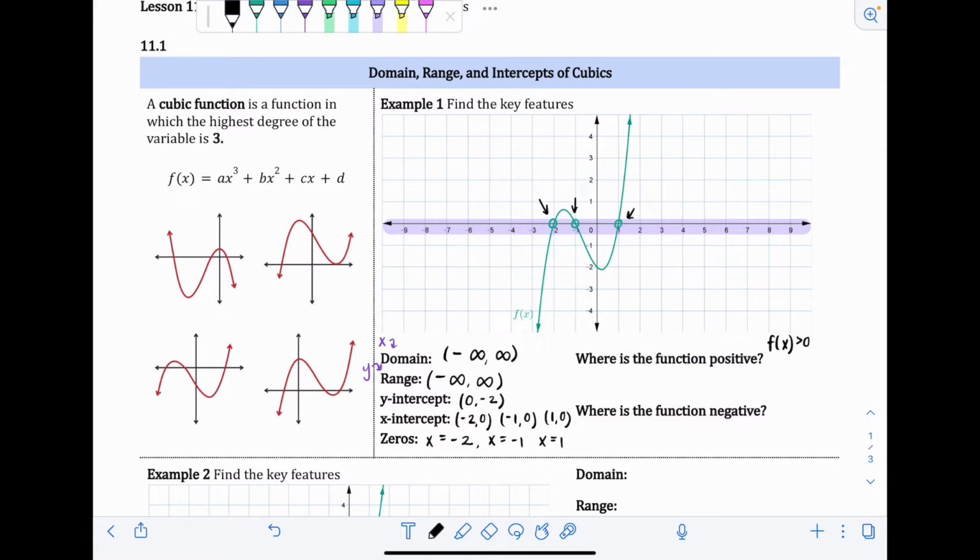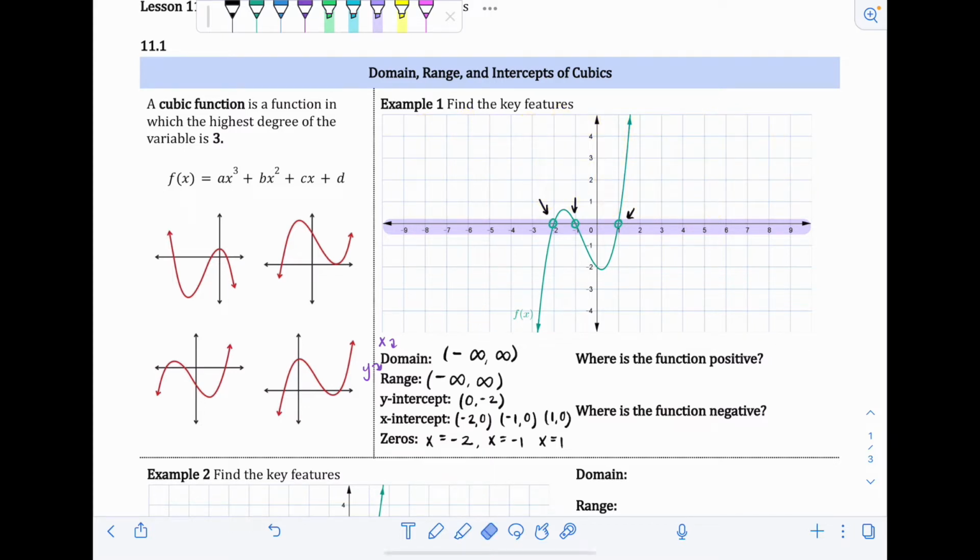So it's asking where the y values of the graph are greater than 0, which is anywhere above the x-axis. It's literally any portion of the graph that is above the x-axis, that's where it would be positive. And below the x-axis, that's where it would be negative, because you have negative values for f of x or for y.